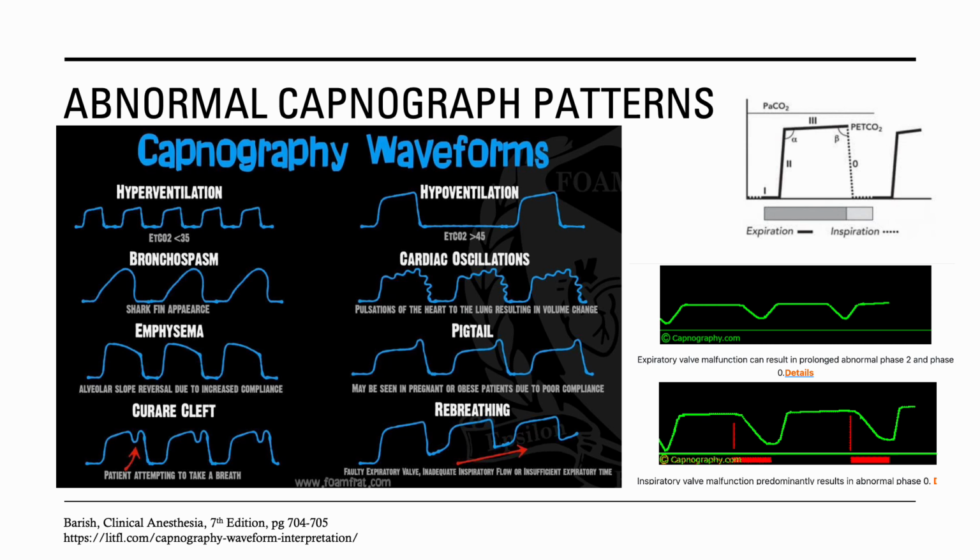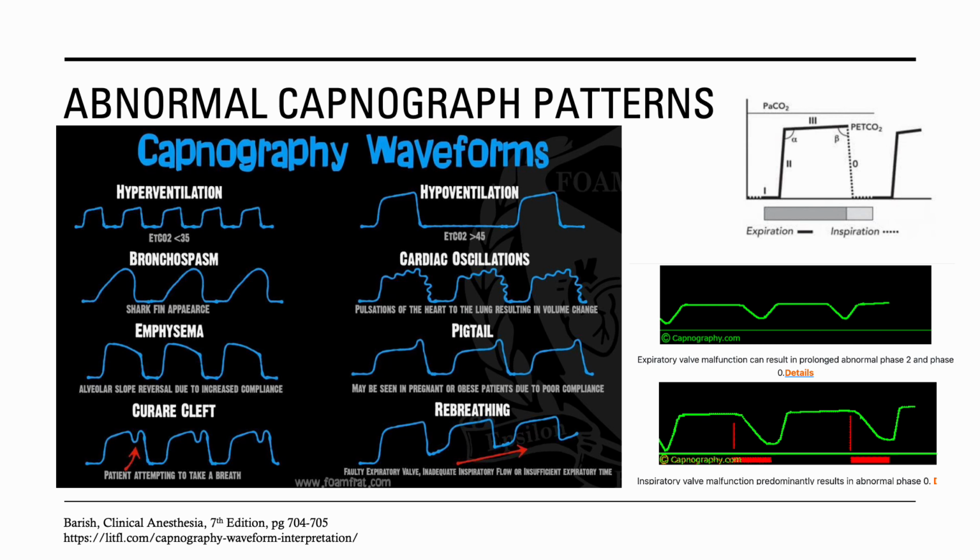So the most important part, I think here, and I won't necessarily be able to go into grave detail in this setting, is to understand what each part of the capnograph represents and how that changes in various pathologies. A couple that commonly come up, I've included over here on the left. So hyperventilation is a normal waveform with low end-tidal CO2. Bronchospasm shows a sharp upslope of phase 2 of the capnograph.